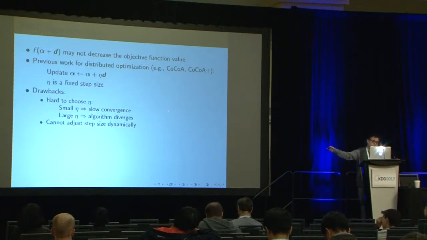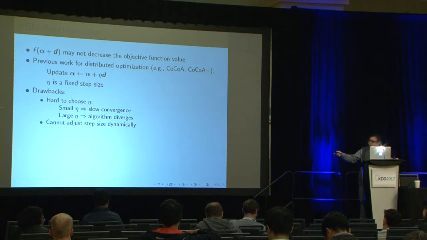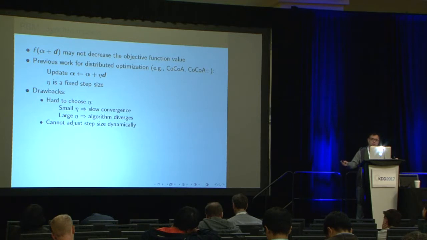So you cannot use step size equal to 1. And all the previous work, including Cocoa and Cocoa Plus, are algorithms for linear SVM, distributed linear SVM solvers. They try to update the parameter by a constant times d, and you try to tune the parameter eta here. So there are two drawbacks. First, it's tricky how to choose the parameter, because if eta, the step size, is too small, then your convergence is very slow. If it's too large, then your algorithm diverges. So you need to tune this pretty well in practice.